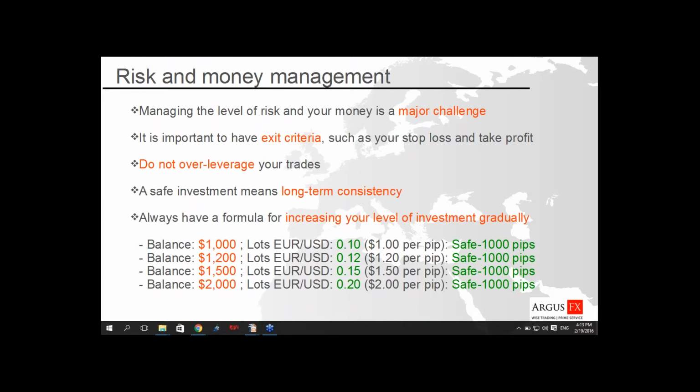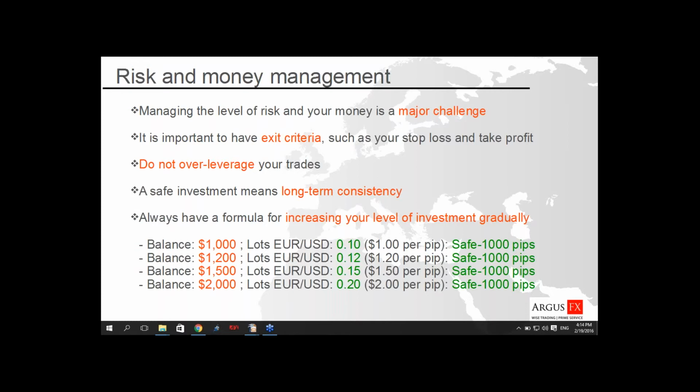Also, place your take profit. So as soon as the price approaches your desired level of profit, exit the trade and get your money. Do not over leverage your trades. Do not place too much volume on every trade. Place the volume or the lot size that your account balance can hold. A safe investment means long-term consistency. So if you play safe, if you invest safe, then you will have long-term consistency.